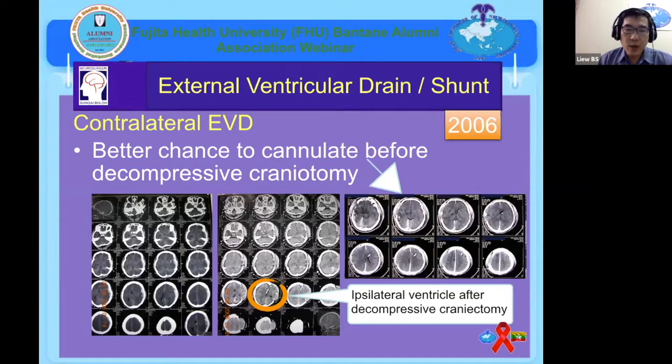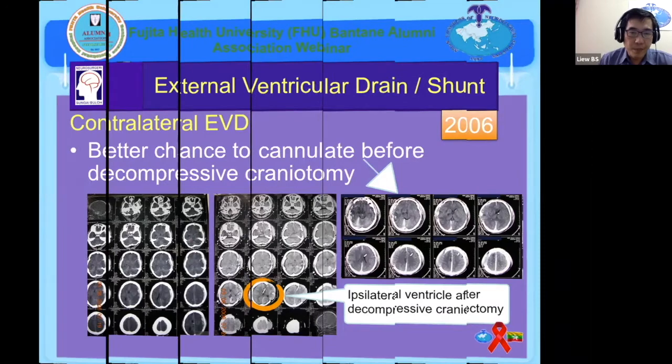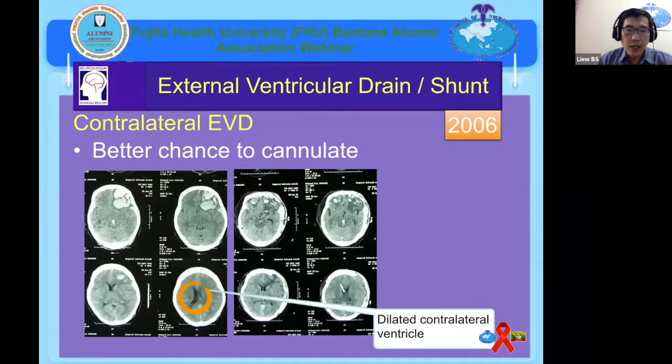But in this case, I also show a picture of an EVD inserted after decompression. Most of the time, if you have done a good decompression, you may follow the general rule to put in the external ventricular drain. As you see here, there's injury over the left frontal brain, and you can see from the image quite a dilated ventricle. You can immediately reduce the intracranial pressure by inserting the external ventricular drain before you proceed with any form of decompression craniotomy.